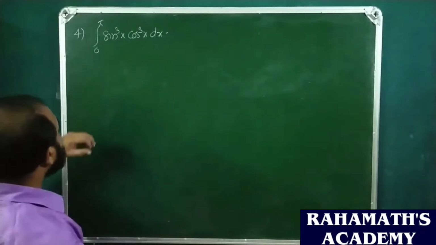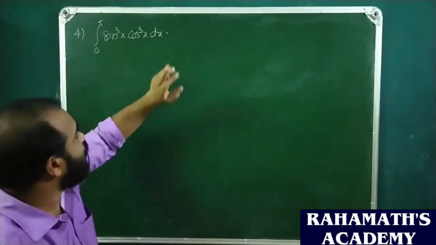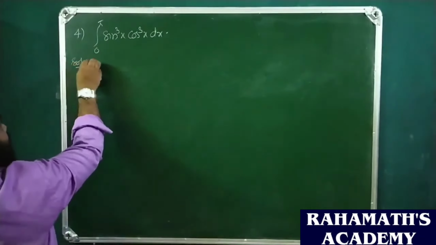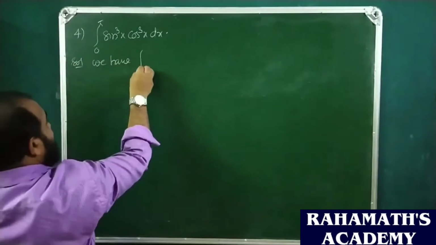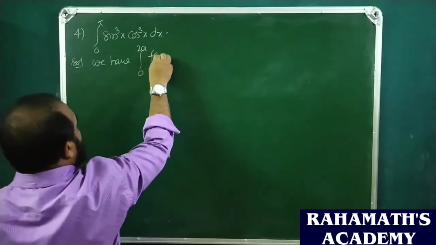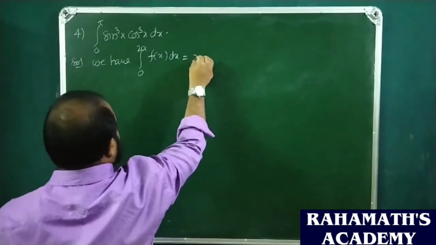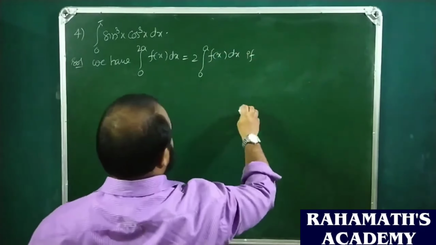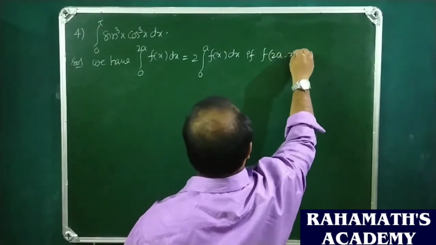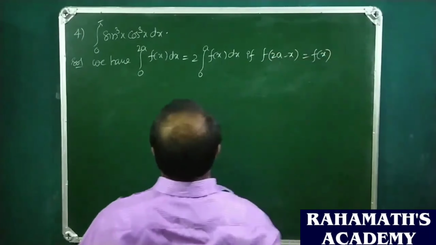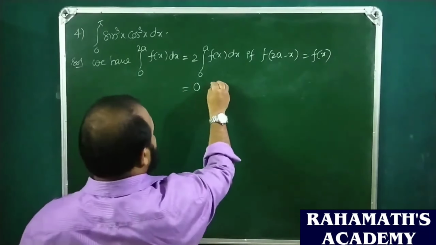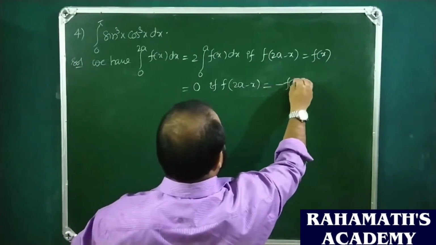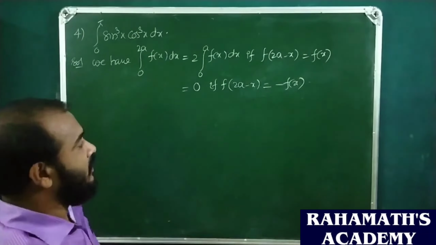So the next question is integral 0 to pi sin cube x into cos cube x dx. So how do we do this? We have the property: integral 0 to 2a f of x dx is equal to 2 times integral 0 to a f of x dx if f of 2a minus x equals f of x. Likewise, the value is 0 if f of upper limit minus x is equal to minus f of x. This we have discussed in the properties.